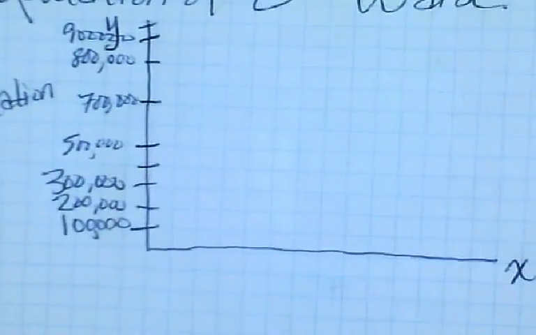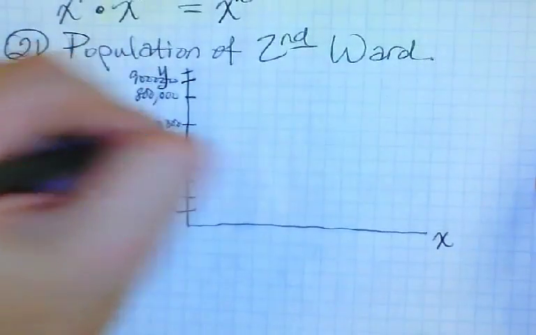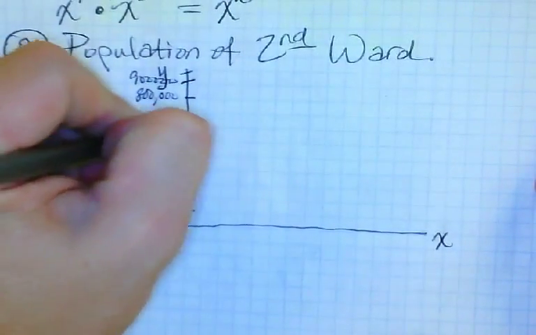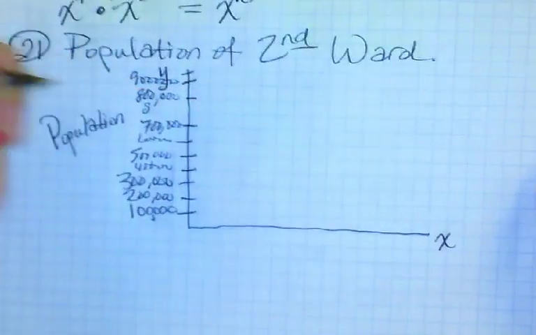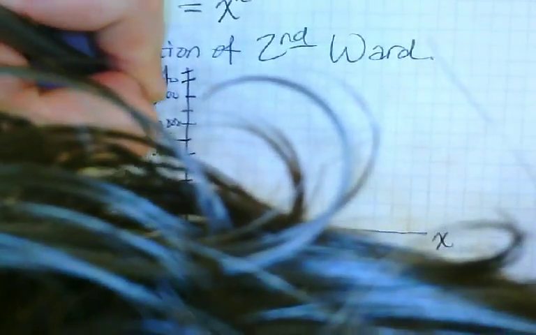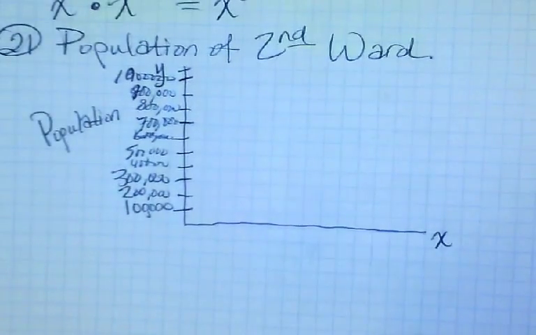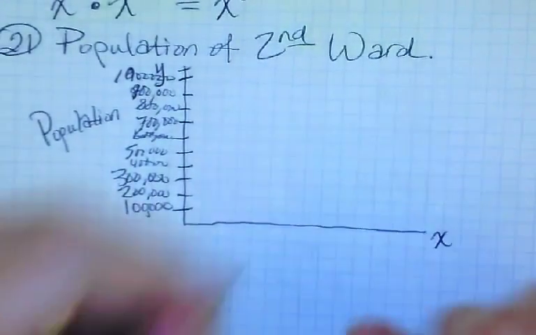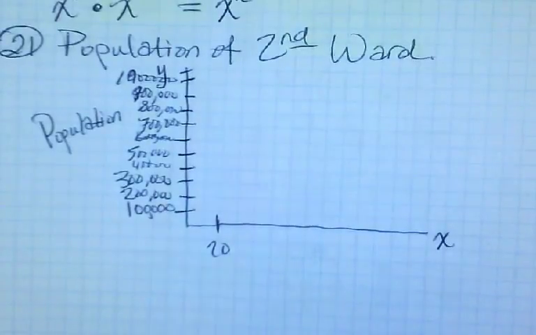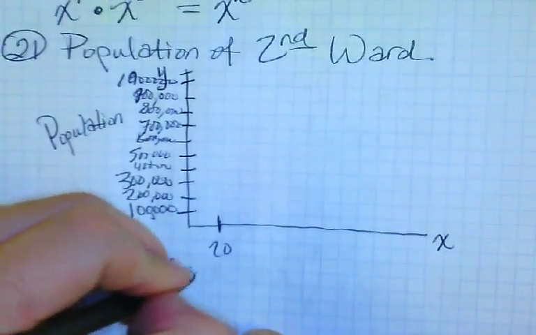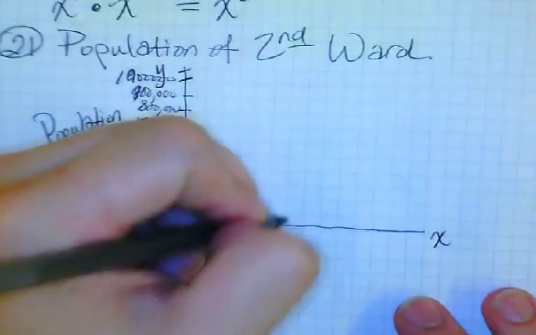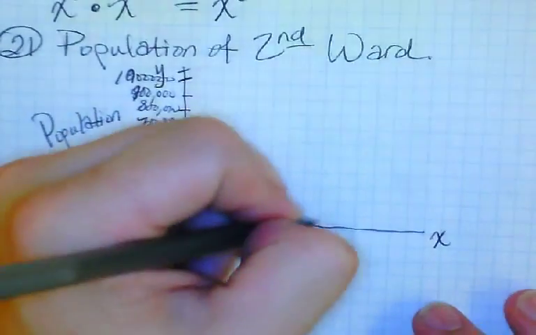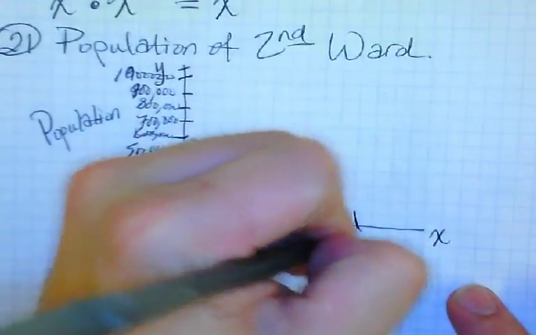There's too many numbers to write in there. All right. 600,000, 800,000, and then 1 million. There we go. And then over here, we're going to put in 20 years later, 2015, 40 years later, 60 years later, 80 years later, 100.